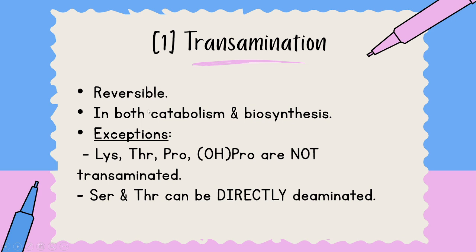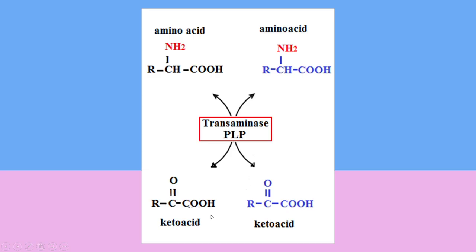We have certain exceptions here. For example, lysine, threonine, and proline, in addition to hydroxyproline, do not undergo transamination. Serine and threonine can be directly deaminated. The rest of the amino acids can undergo transamination.